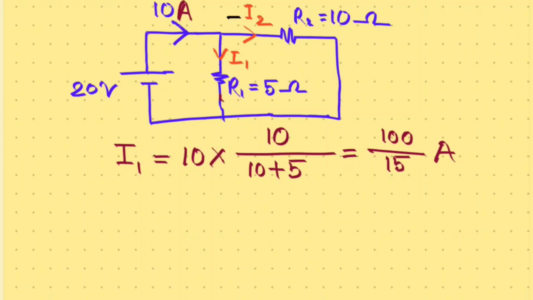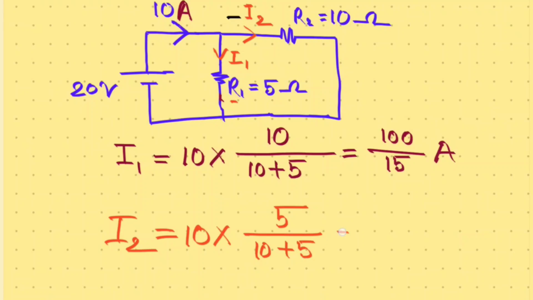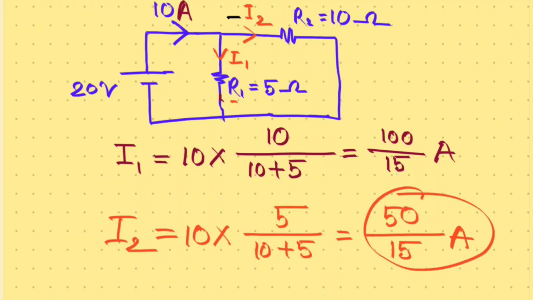Now if we calculate I2, we write the same 10, and now which one is the opposite? This is the opposite branch, so that will be 5 by 10 plus 5. Now it will be 50 by 10 plus 5, that is 50 by 15 ampere. So these are the two currents flowing through these two branches. By applying the current divider rule, we can easily find parallel branch currents.